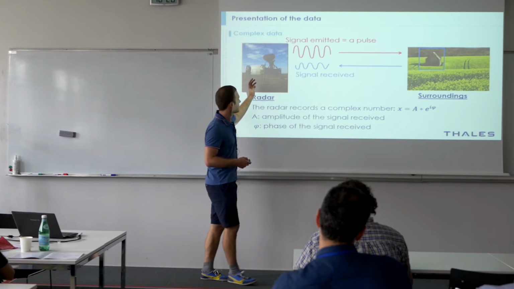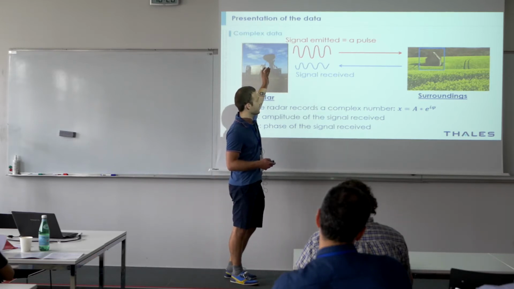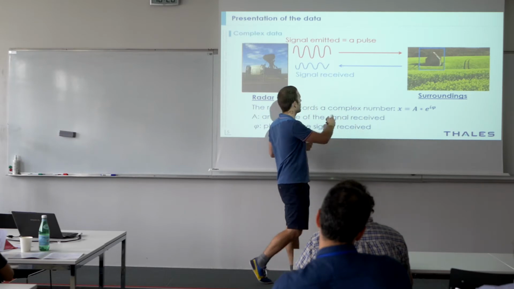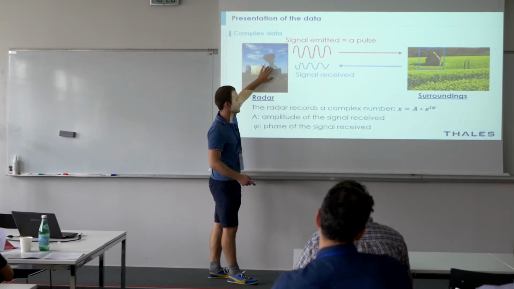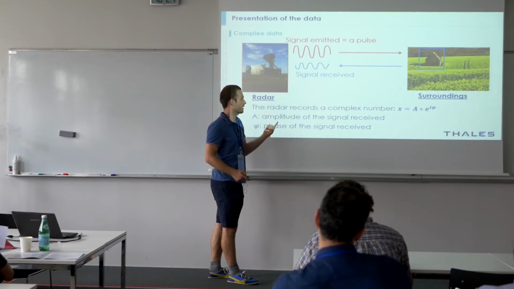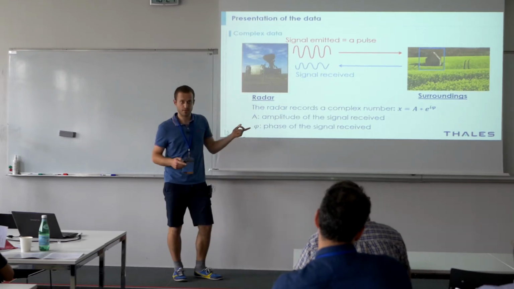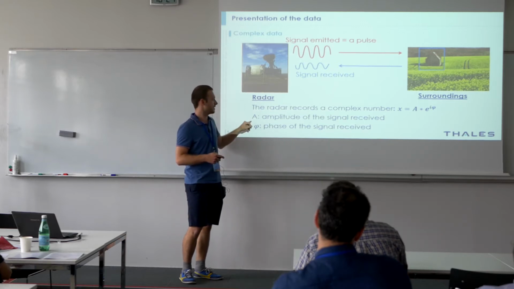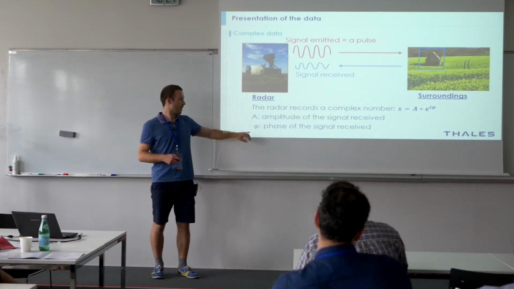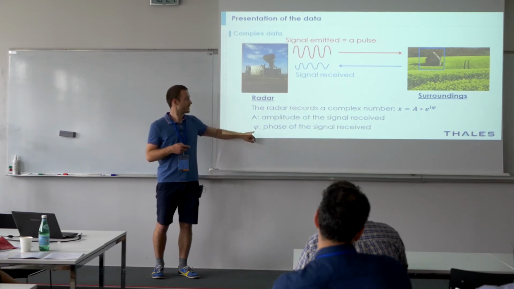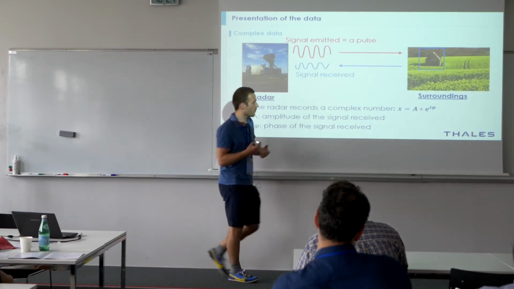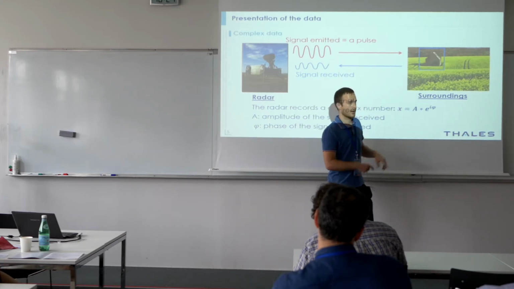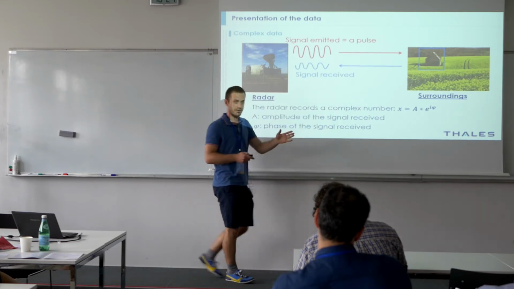So the radar emits a radio wave, and it's reflected on the environment and comes back to the radar. And the radar records complex numbers, whose modulus is the amplitude of the signal received, and whose argument is the phase of the signal received. So this is for what I call one cell. It's kind of a unit zone of my surroundings in one direction.